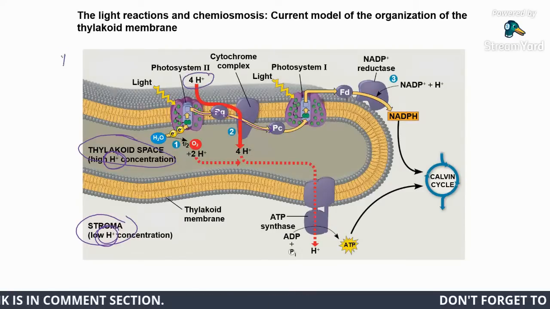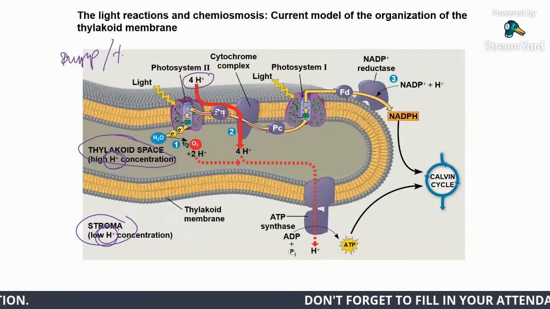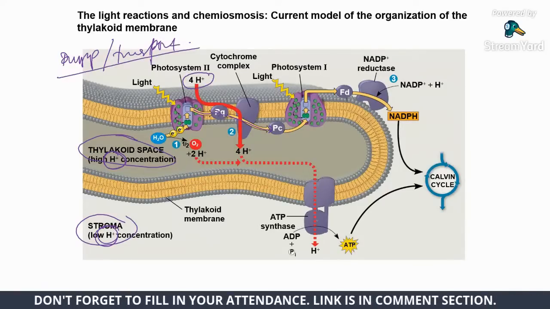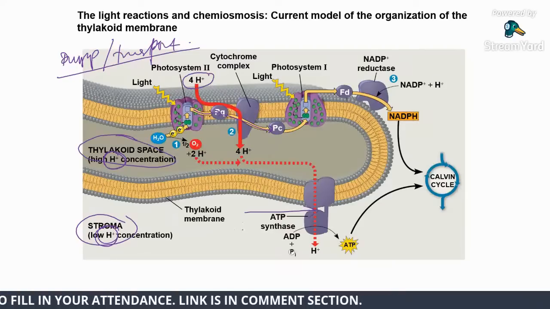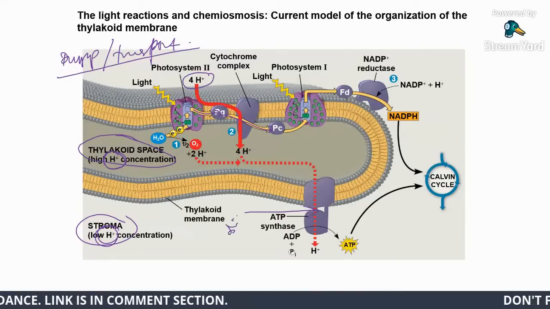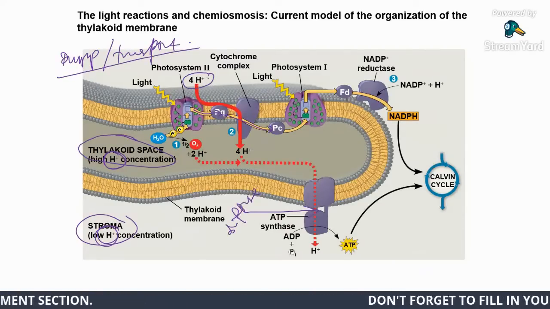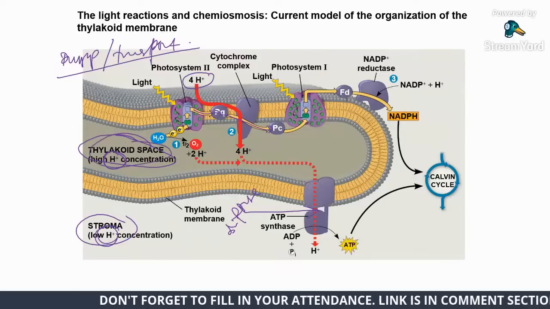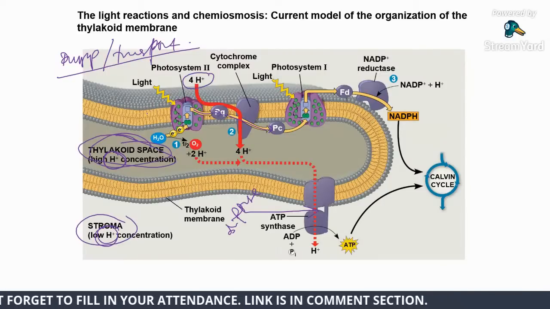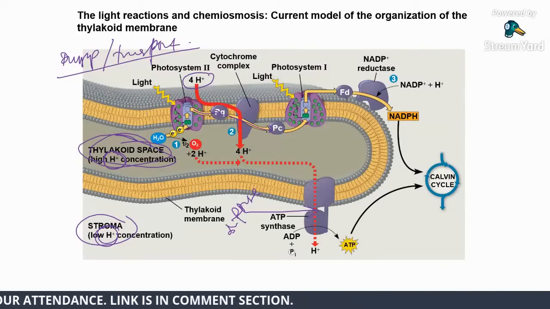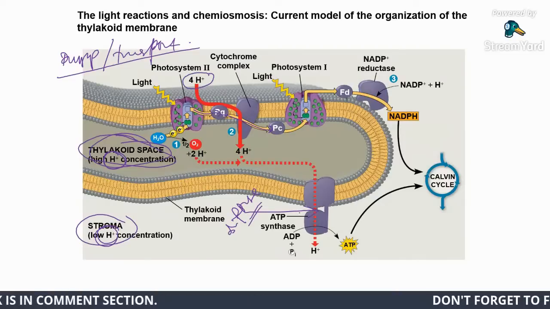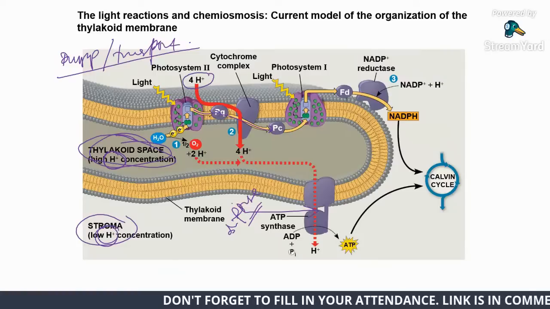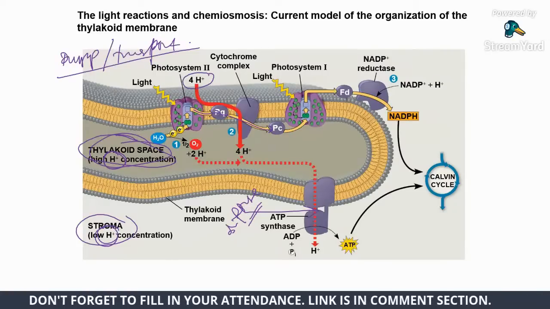Remember I told you it is pump or transport. You cannot say diffuse. Right? Diffuse is only when it is passive transport, which involves the ATP synthase, this is diffuse. Right? So H+ is pumped from stroma into thylakoid space. From stroma into thylakoid space. And then it will diffuse through ATP synthase from thylakoid space into stroma. Right?